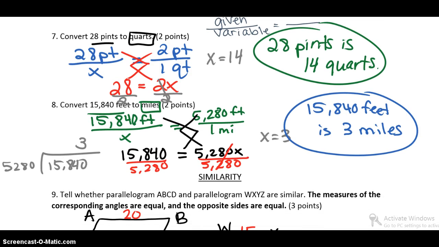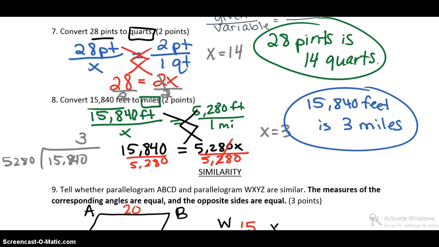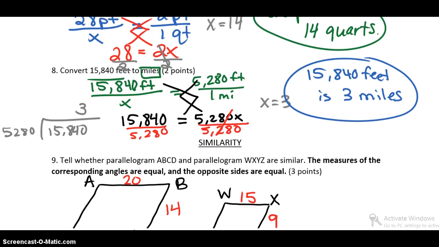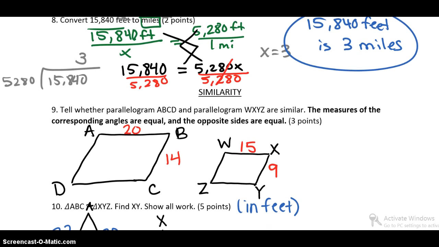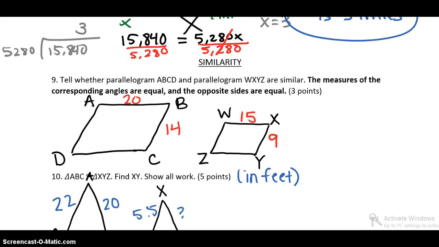So now the last few problems are talking about similarity. Number 9 asks us to tell whether parallelogram ABCD and parallelogram WXYZ are similar. The measures of the corresponding angles are equal and opposite sides are equal. Those are all important pieces of information we need to know.